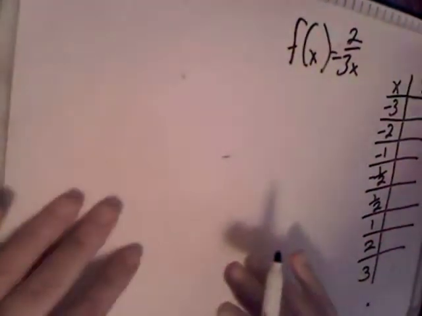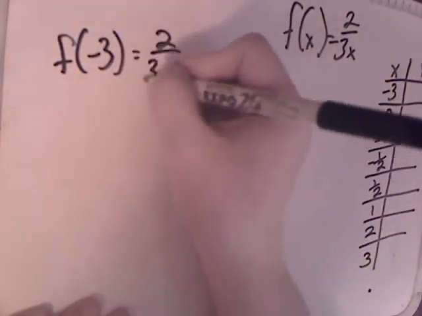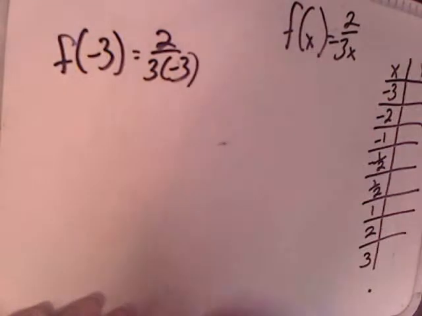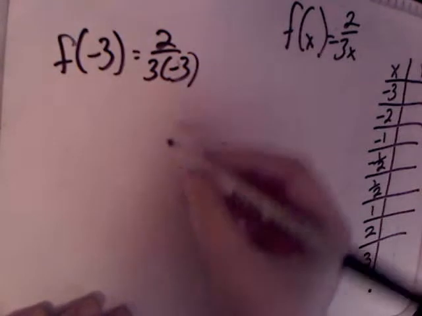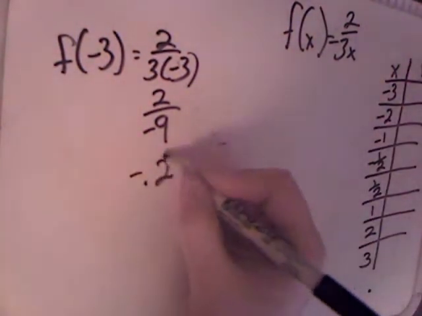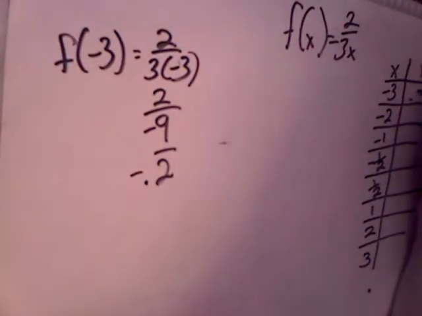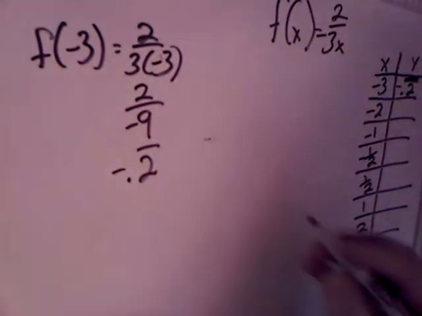I've got all this work to show off to the side. I'm going to try to keep the board centered so that you can actually see it as well. When x is -3, I have 2 over 3 times -3. I want to do what's on the same level first. 3 times -3 is going to be -9. 2 over -9 is actually going to be -0.2 repeating. So I'm going to write 2 with a line over it.